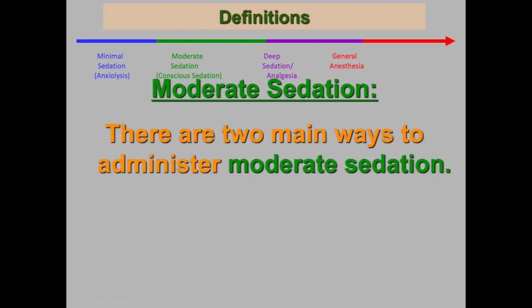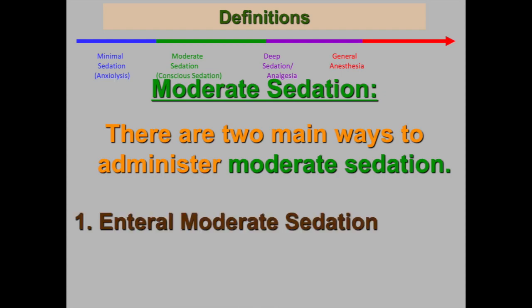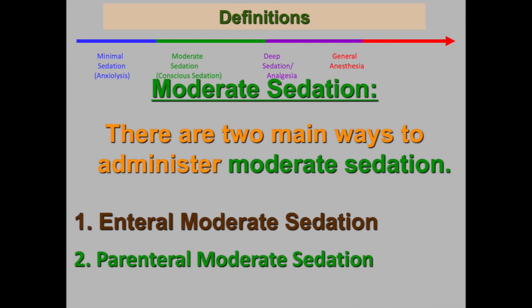So with moderate sedation, there's two main ways to administer moderate sedation. One is called enteral sedation, and you notice that I have the letters brown in order to show you that it involves the GI tract. And then the other is parenteral moderate sedation, where we bypass the enteral route and go to a route that is one of other levels, and I'm going to show you some examples of those.